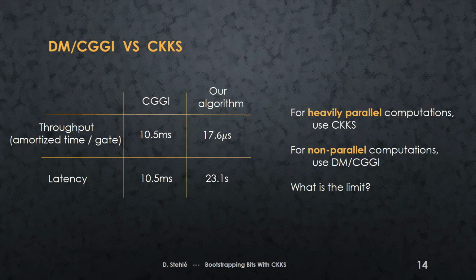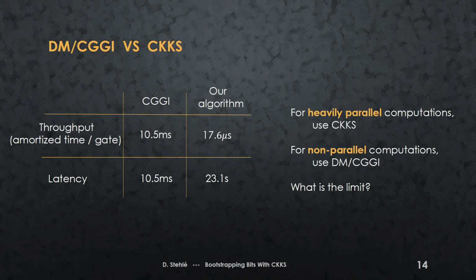In terms of latency, the comparison goes the other way, because CGGI bootstraps a single gate in 10 milliseconds, where our bootstrapping, for the parameters that we chose for this experiment, takes 23.1 seconds. So you have to wait longer, but once you have waited the 23 seconds, you have bootstrapped like 2 to the 15 gates. So overall, it seems that for heavily parallel computations, you had better use CKKS. For non-parallel computations, you had better use DM-CGGI.